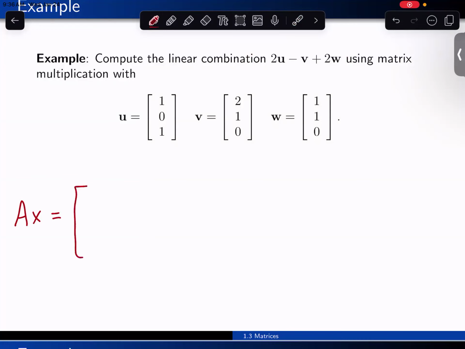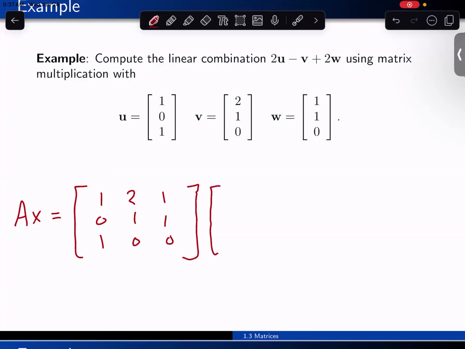So in this scenario, can anyone tell me what our matrix A is going to be? You don't have to read it off entry by entry, but what are the columns of A going to be? Yeah, it's the exact same matrix we had before. Our matrix A is made up by the columns: the first column is U, the second column is V, so it's 2, 1, 0. And then W is 1, 1, 0.